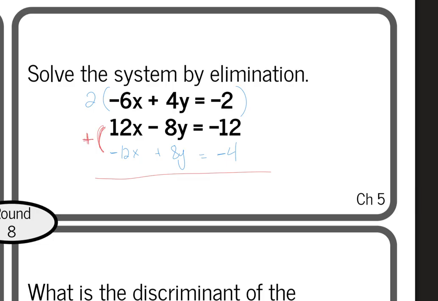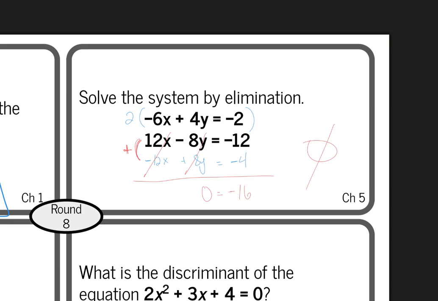12 plus negative 12 is nothing. Negative 8 plus 8 is nothing. So we get 0 equals negative 16, and that's just simply not true. So there is no solution. What that means, by the way, is these 2 lines are parallel.